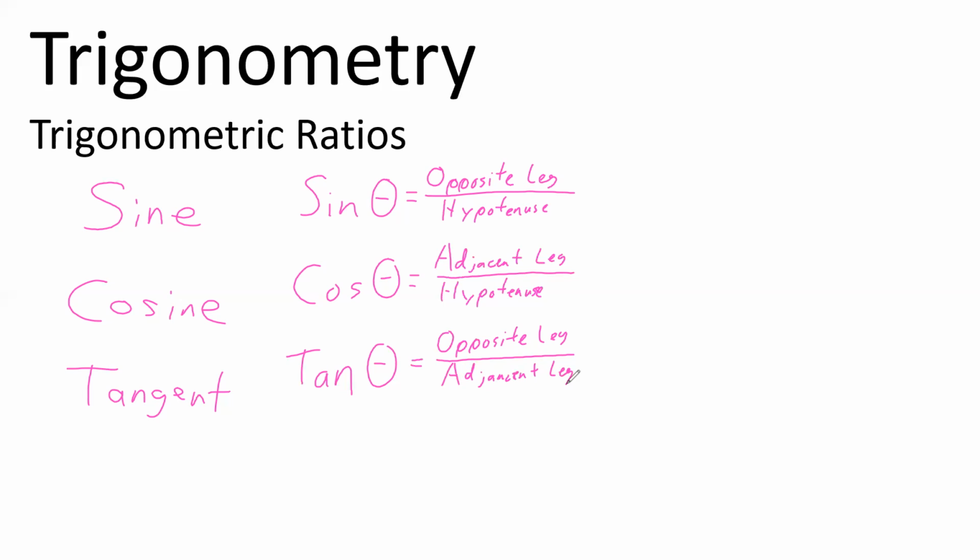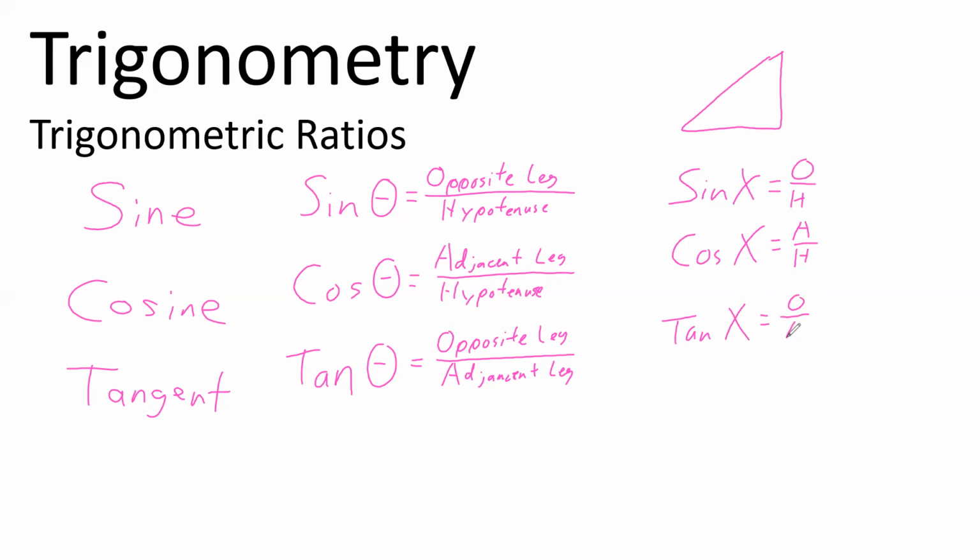Most of the time, we will abbreviate these using letters. I'm going to draw a triangle up here. Actually, before I label that triangle, let me do the abbreviation first. So, we have sine, opposite leg over hypotenuse. A lot of times we'll just abbreviate this, and instead of using theta, most of the time we'll end up using some type of variable. So I'm going to call it x. So sine x is o over h, or cosine of x is a over h. And then tangent of x is o over a. Again, it still represents the exact same thing, but most of the time we abbreviate.